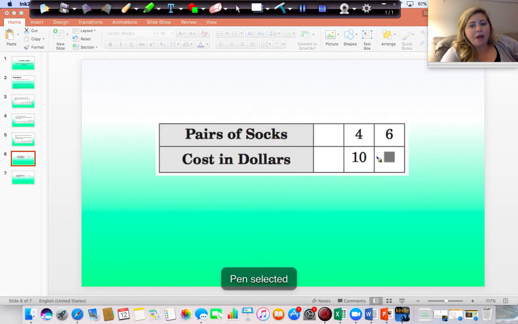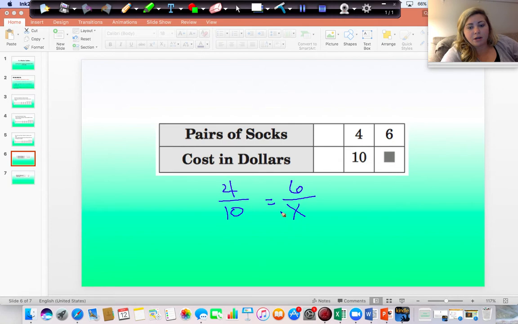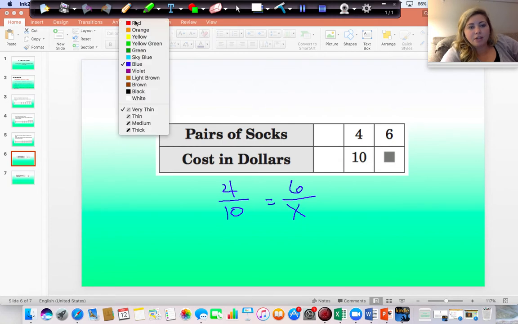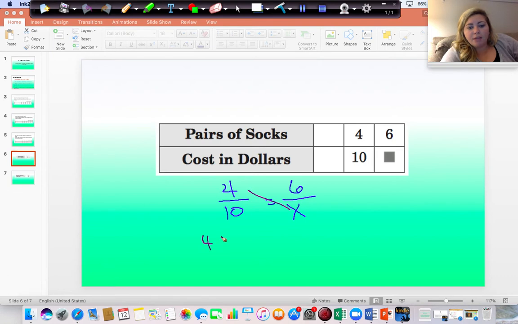Okay, here I'm going to use the solving for that unknown variable. We worked with this a little bit last week, so you should be familiar with this. I'm going to put 4 over 10, and I'm going to set that equal to 6 over, and we don't know this bottom number, so we're just going to put an X there. Okay, to solve this, we need to cross multiply here. 4 times X and 6 times 10.